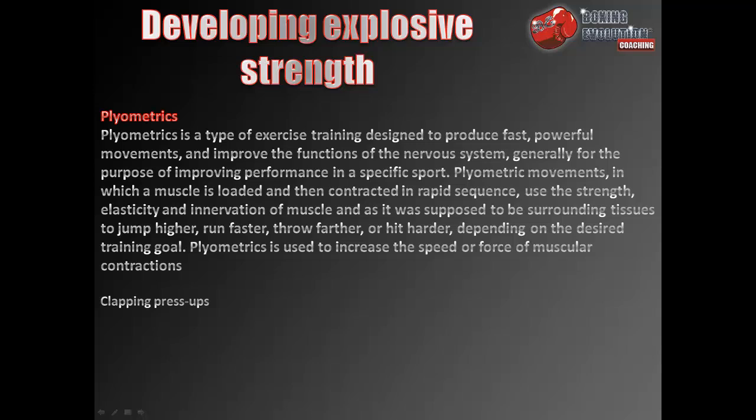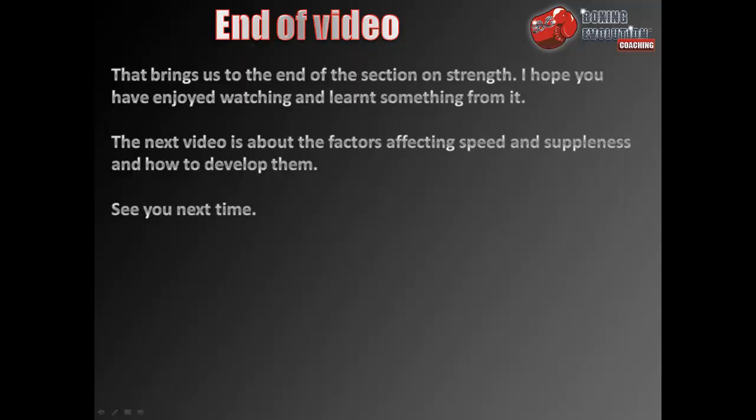Examples of plyometric exercises for boxing are clapping press-ups. This is where you do a push-up but push up and clap before you land. Squat jumps, where you squat down and jump up as high as you can. And torso rotations, where you rotate backwards and forwards as fast as you can.